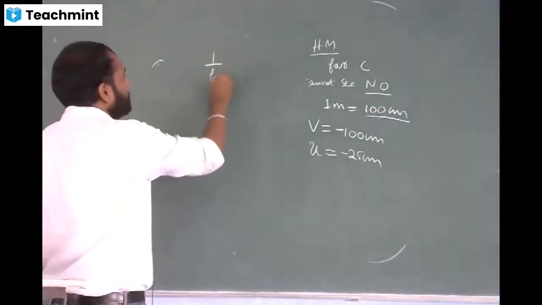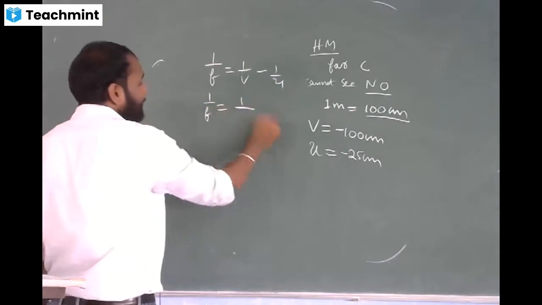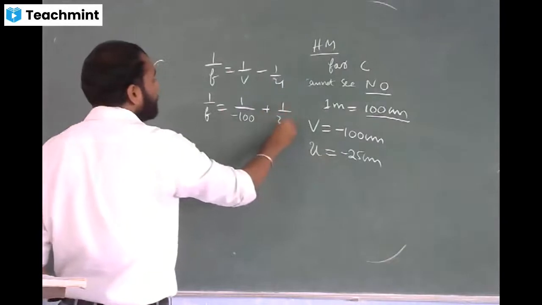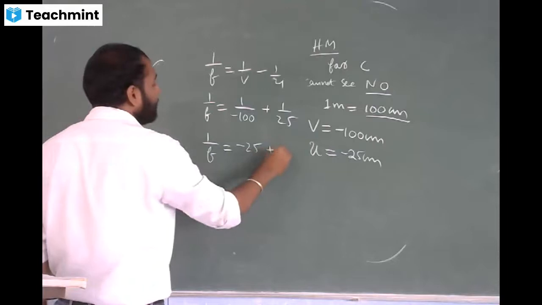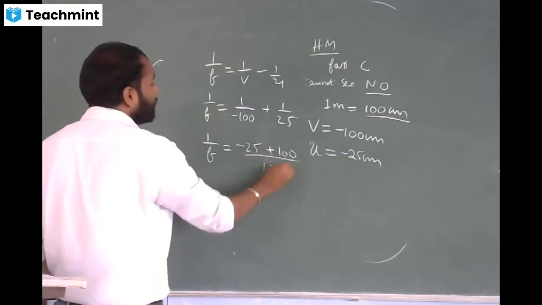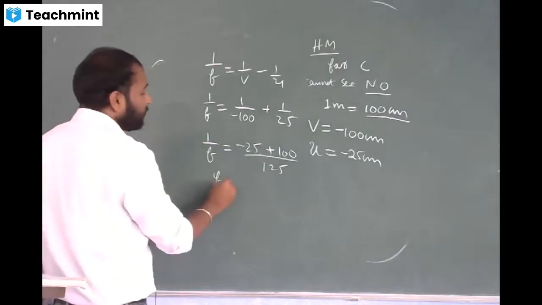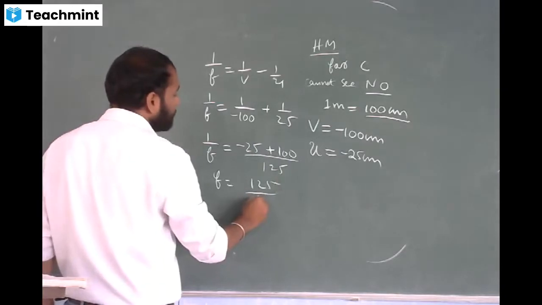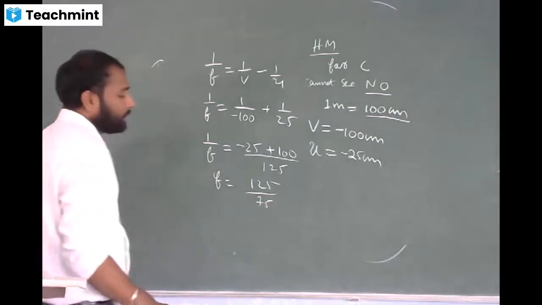Using lens formula, 1 by f is equal to 1 by v minus 1 by u. So 1 by f is equal to 1 by v. What is v? Minus 100 centimeter. Minus into minus plus 1 by 25. So 1 by f is equal to, cross multiplying, minus 25 plus 100 divided by 125. Correct?